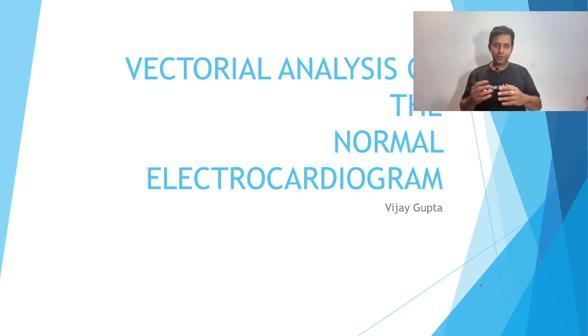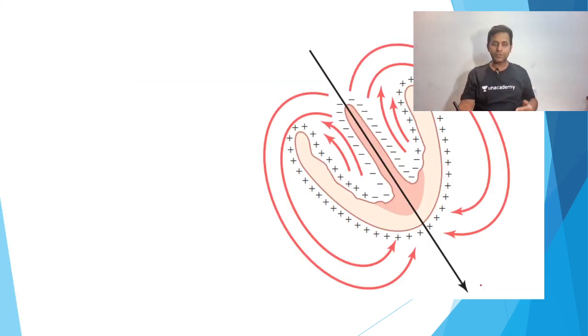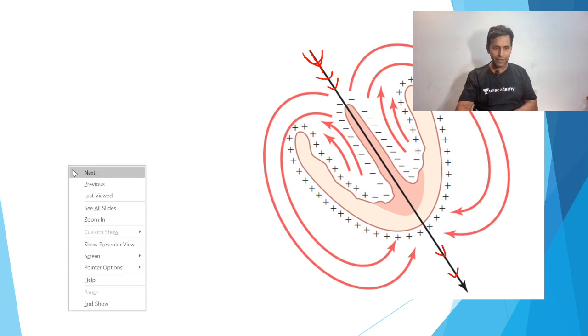Now, what do vectorial or vectors mean? Vectorial means an arrow, a direction of the arrow which shows the direction of the current flow. If this black arrow indicates the direction of the current flow in the normal electrical conduction in the heart, it is from the base of the heart to the apex. Remember, this arrow travels from the base of the heart to the apex of the heart.